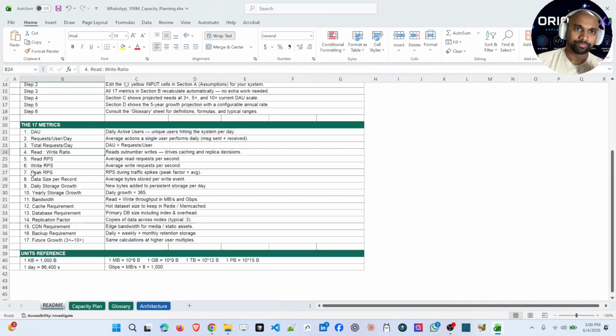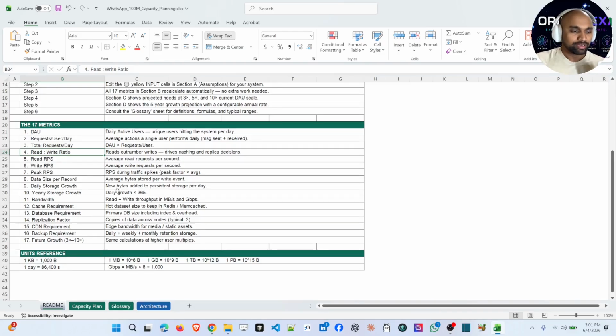We need to convert the read requests by dividing by the number of seconds per day, and we will get all these calculations. Data size per record is the average bytes stored in the system per write event. Daily storage growth is the new bytes added to the persistent storage per day.